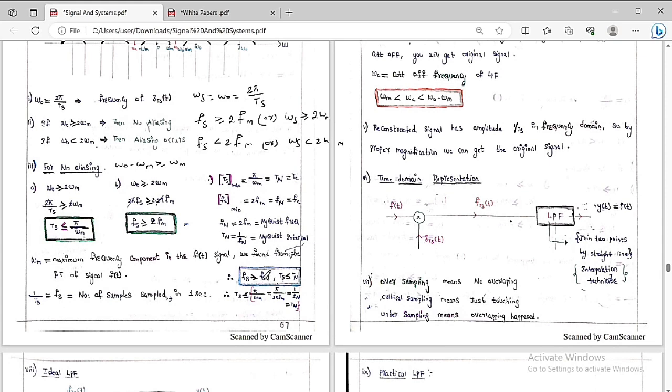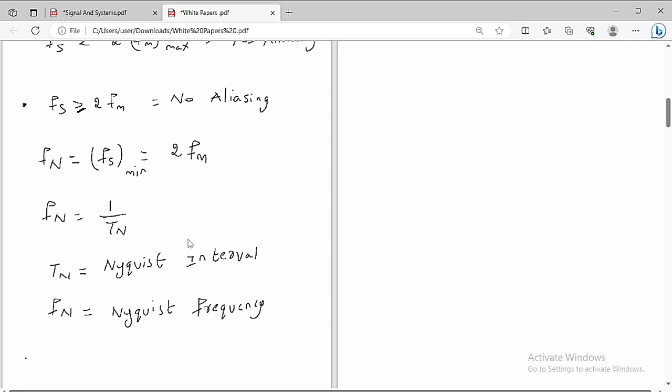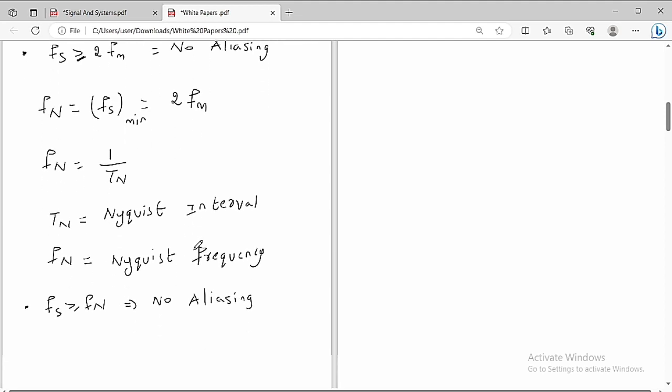So therefore, I already told you, for the sampling frequency we can write it in another fashion also. The sampling frequency is greater than or equal to the Nyquist frequency for no aliasing. We can write it like this. Similarly, if Fs is less than Fn, then yes, there will be aliasing.